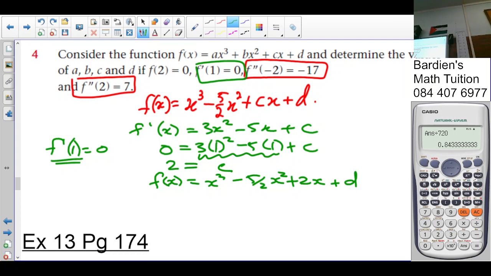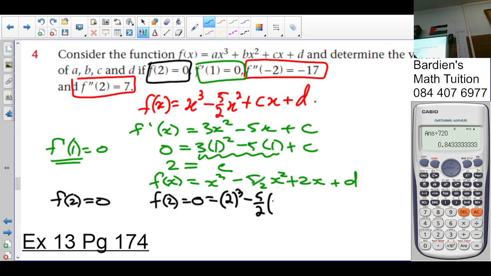D. So what we do is we then take this bit of information, which is f of 2 equals 0. Okay? So no derivative needs to be applied here. So f of 2, which is equal to 0, equals 2 cubed minus 5 over 2 times 2 squared plus 2 times 2 plus d. So that's going to give us 8 minus 10 is negative 2, plus 4 is 2, so d is negative 2. Check if that's correct.